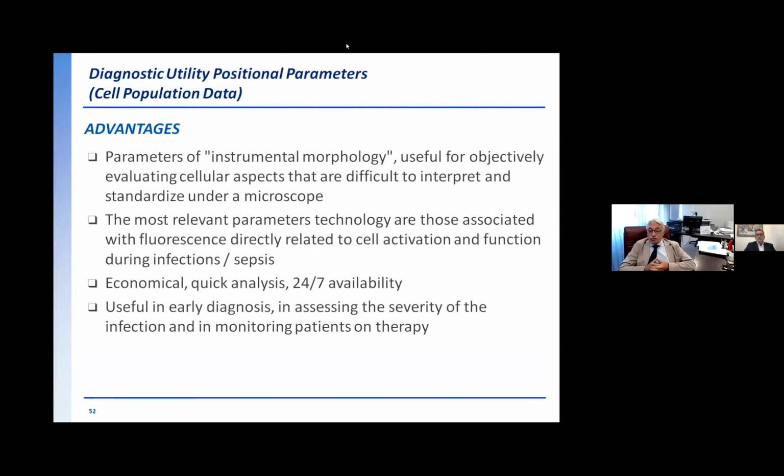As for the full blood test, especially with the MindRay platform, hence the importance of these new technologies that highlight fluorescence in our cell populations that are totally related to activation and function of cells when we are faced with a sepsis. These parameters are easily detectable and highlightable in a very easy way, because you just need to run a complete blood cell count and you get an early diagnosis even before the sepsis has been diagnosed.